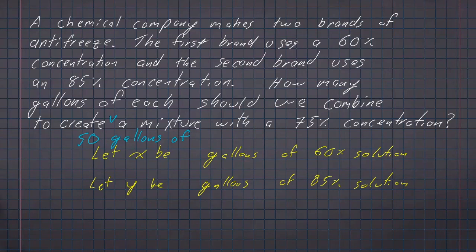And that is an important statement to know because, first of all, it gives us an equation to work with. If we add together the number of gallons of the 60% solution and the number of gallons of the 85% solution, we should end up with 50. I'm going to label that the total gallons equation so that I remember why I wrote that down later on.